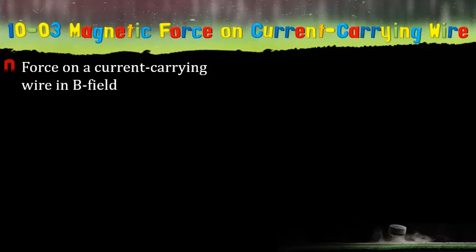Lesson 10.3, Magnetic Force on a Current-Carrying Wire. So moving charges experience a force when they're in a magnetic field. Well, a current in a wire is a moving charge. Therefore, a wire with a current in a magnetic field should experience magnetic force.